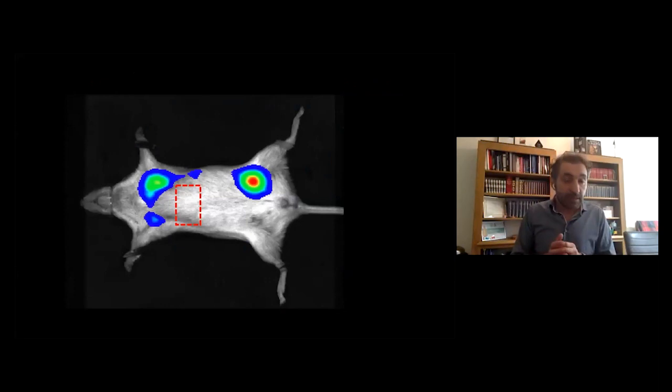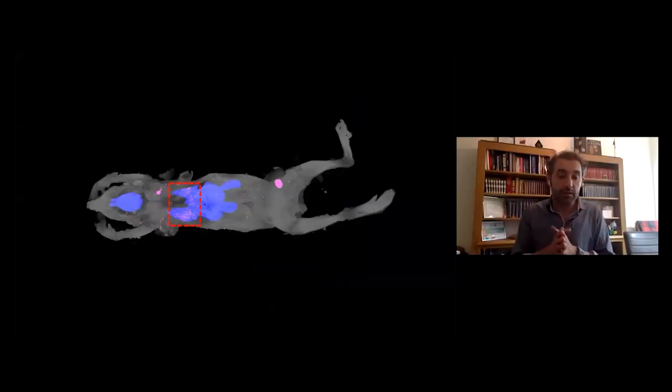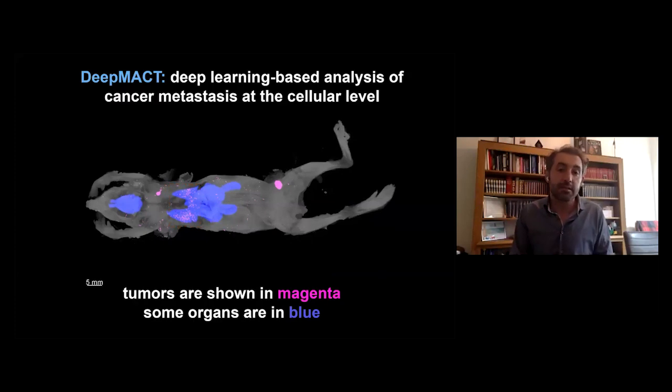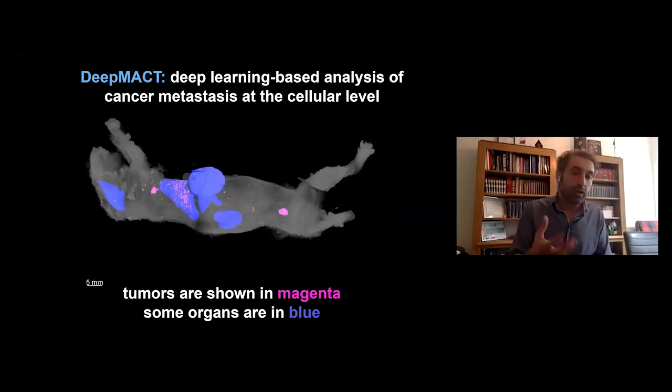So to give you a comparative image, here is standard imaging of tumor using bioluminescence. You see for tumor signal in the rectangle where there is the lung, there is nothing. But after application of our technology, transparency plus deep learning, we could see there are actually hundreds of tiny micrometastases in this mouse body. Let's have a look at this in 3D.